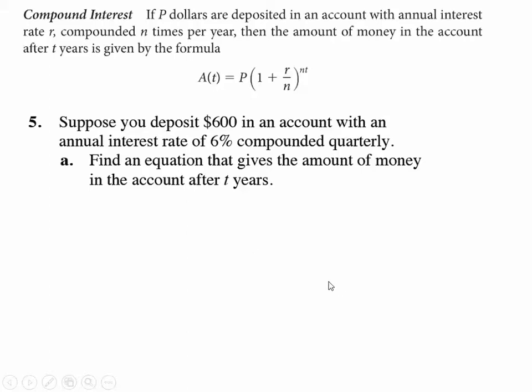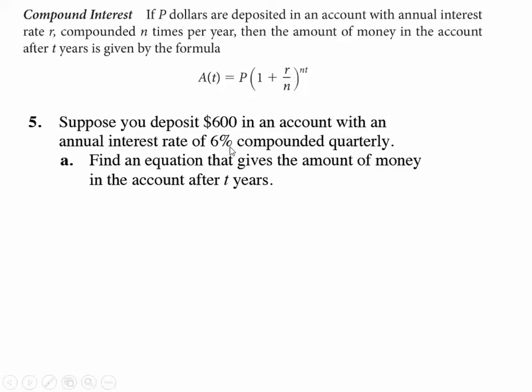We'll see. All right, anyway, suppose you deposit $600 in an account with an annual interest rate of 6% compounded quarterly. Find the equation first of all. So here's our equation here. P is the principal. It's the amount of money you deposited. R is your interest rate. And n is the number of times that the bank is going to give you interest on your money.